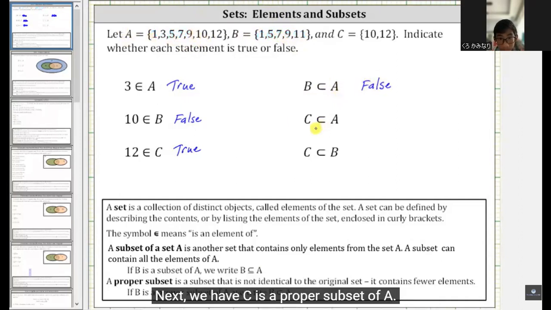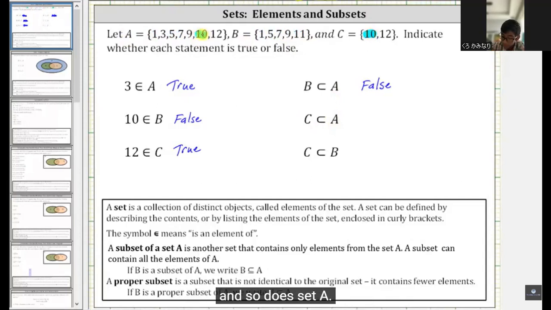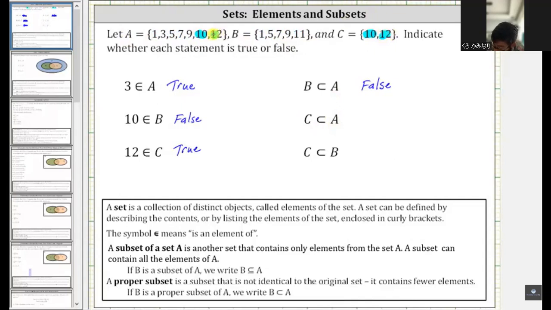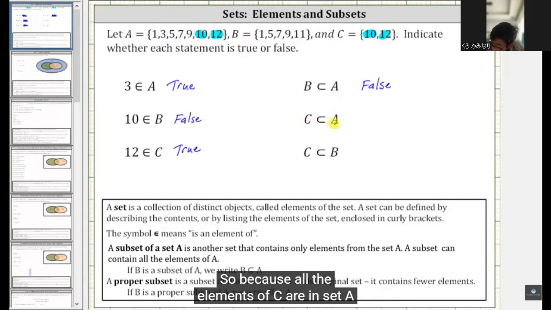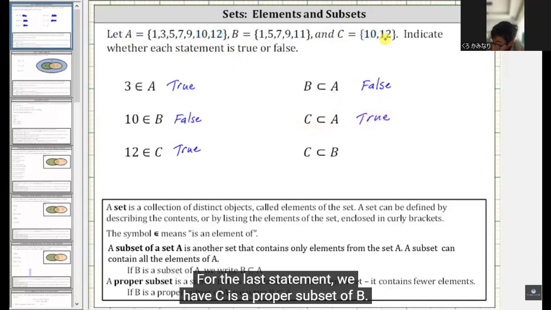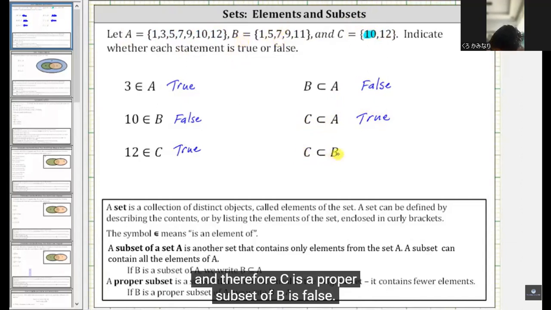Next, we have C is a proper subset of A. So looking at set C, notice set C contains the element 10, and so does set A. Set C contains the element 12, and so does set A. So because all the elements of C are in set A, and the two sets are not identical, C is a proper subset of A is true. For the last statement, we have C is a proper subset of B. Looking at set C, notice how C contains the element 10, and 10 is not in set B, and therefore C is a proper subset of B is false.